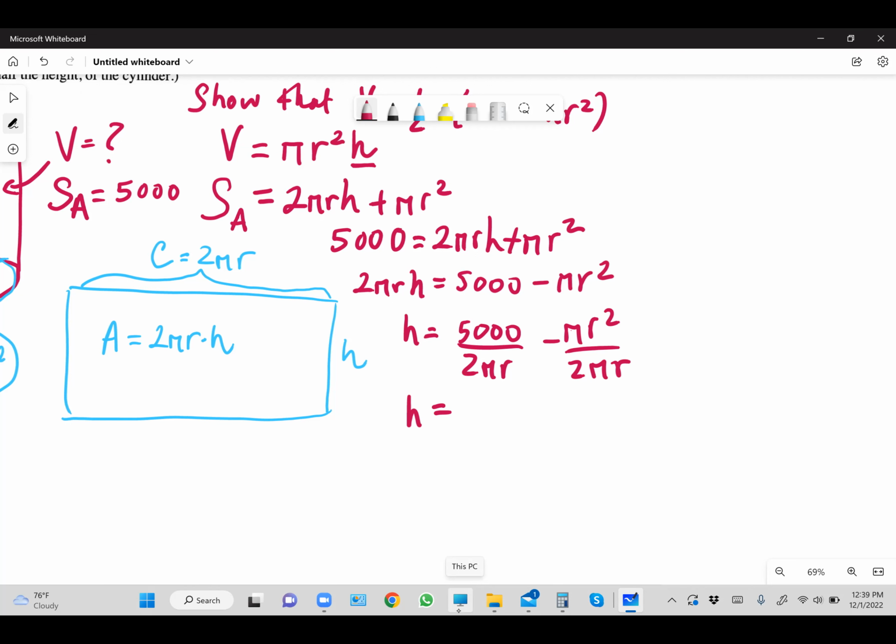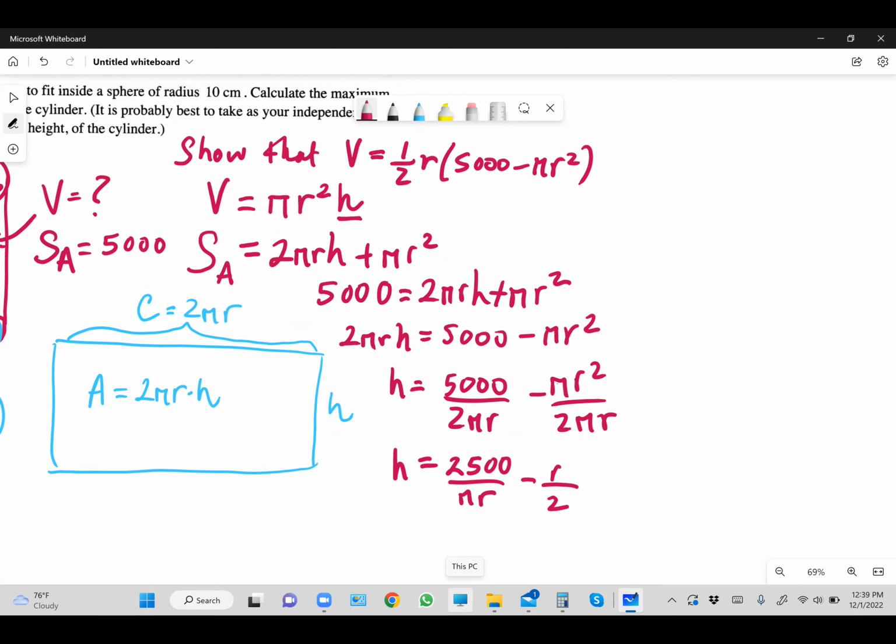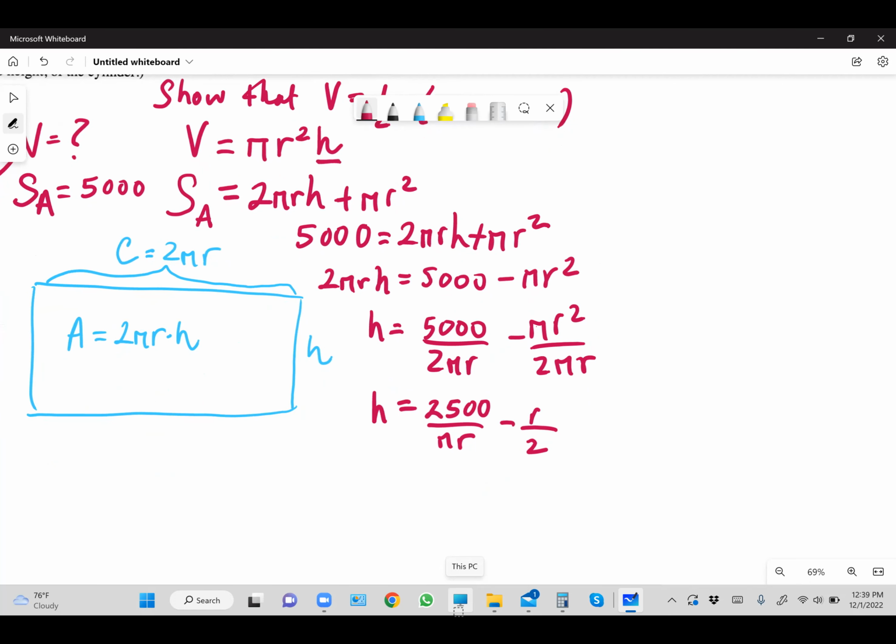Anyways, 5,000 divided by 2 pi R. Well, I will have that again. So 2,500 divided by pi R. Does that make sense, what I did there? The pi's cancel there. One of the R's cancels, and you're left with R divided by 2. Right? Now, do you want me to combine that or leave that alone? Let's combine it. We have 5,000 minus pi R squared divided by 2 pi R is your height.